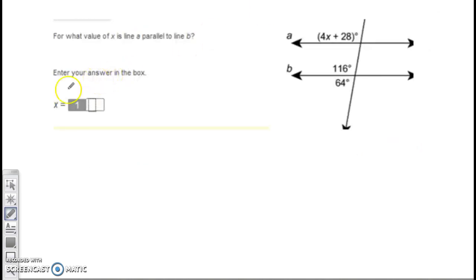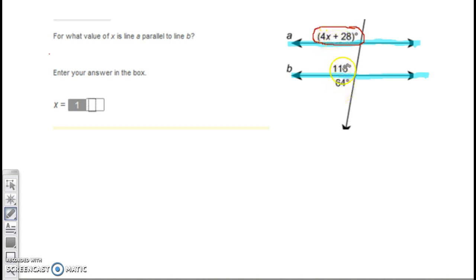Okay, this is the last one. It says, for what value of x is line A parallel to line B? So let me go ahead and highlight the lines I'm checking. I'm a major highlighter. I love color coding. All right, and I'm trying to solve for x. So I know I need to use this angle because it has the x in it.